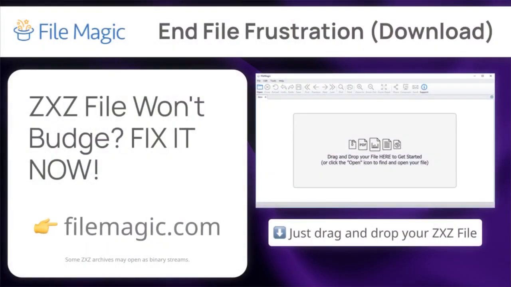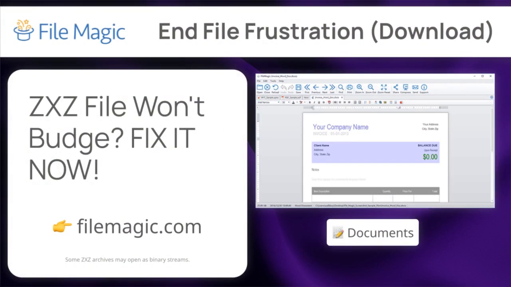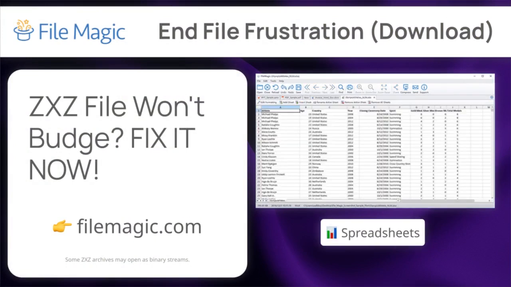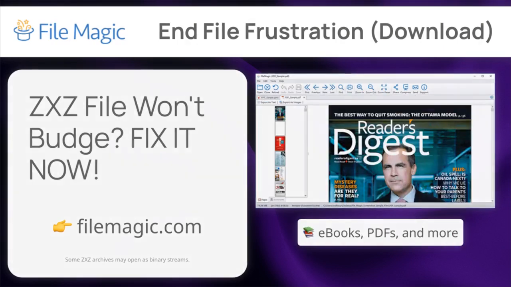I highly recommend this quick preparation step. Keep a universal file viewing program installed. It's a lifesaver for bypassing minor ZXZ corruption, and I'll detail the best one shortly.